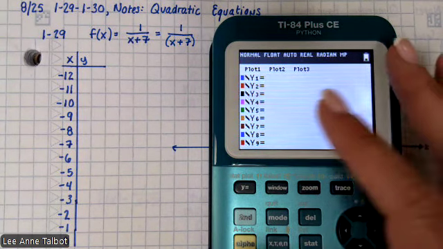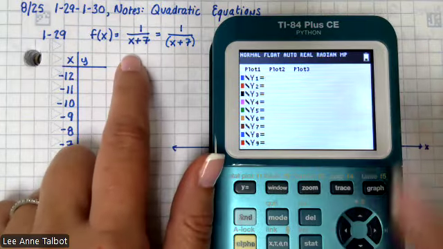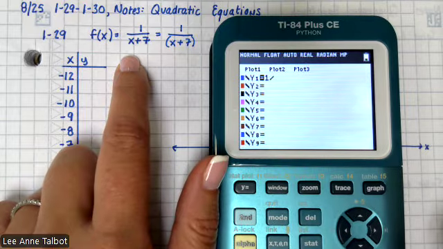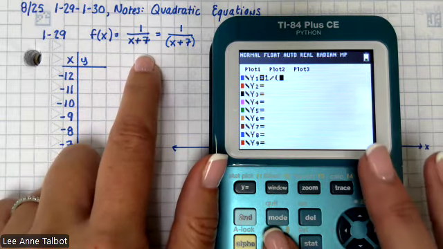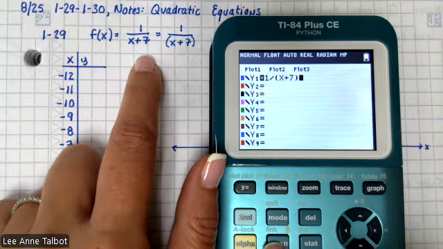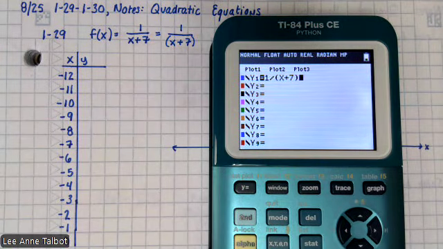Okay, now what you're going to do is we're going to type this function in. So you're going to do 1 divided by parenthesis x plus 7 parenthesis. And remember the X button is right next to the alpha button, right there. That's the X button. So you should have 1 divided by parenthesis x plus 7 parenthesis. You'll have it all wrong if you don't use the parentheses, I promise. So make sure you do that every time you do one of these rational functions.